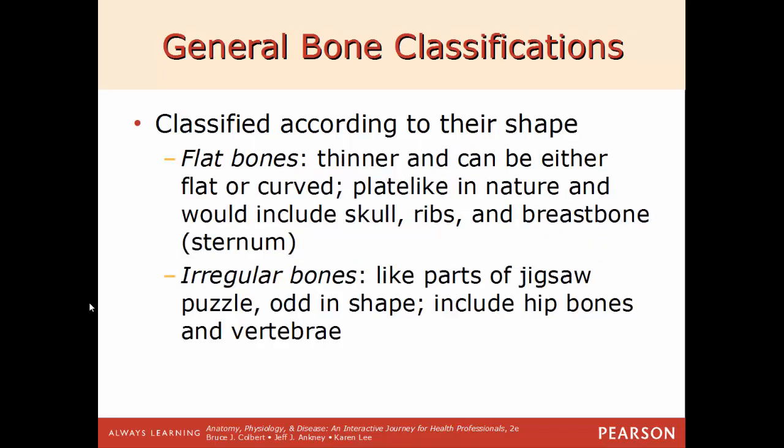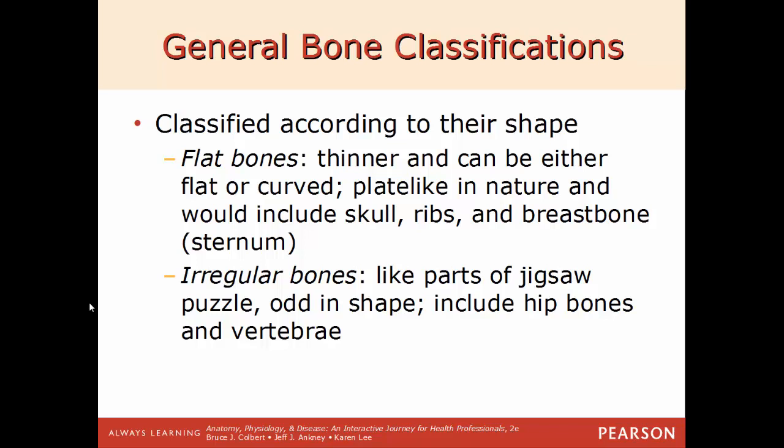Some bones are classified as flat bones. These are thinner and very broad and plate-like. They can be flat or they can be curved. You'll find these in the flat part of the skull, the ribs, and the sternum, the breastbone. Those are all considered to be flat bones.